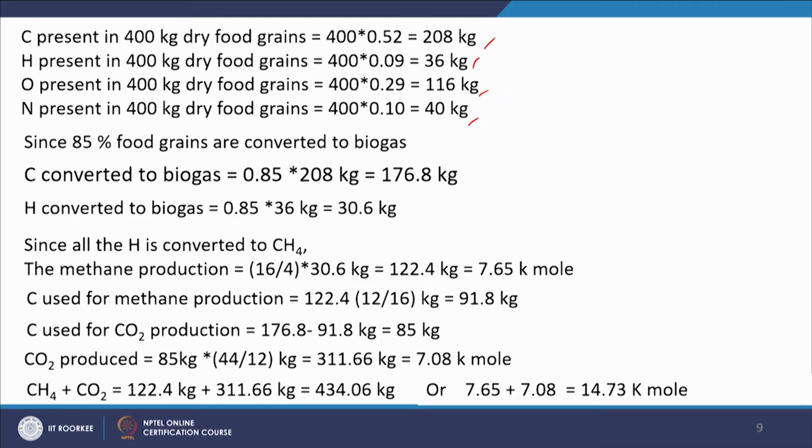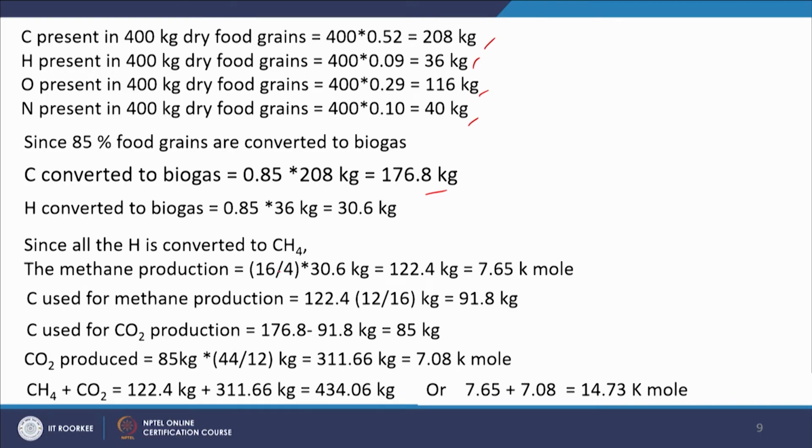Since 85% of the food grains are converted to biogas, carbon converted to biogas will be 0.85 into 208 kg, that is equal to 176.8 kg. Hydrogen converted to biogas will be 0.85 into 36, that is equal to 30.6 kg. So, here another condition is given that all hydrogen is converted to methane. Since all the hydrogen is converted to methane, the methane production will be how much? So, CH4, that is 12 plus 4, equal to 16. Okay. So, 12 gram carbon gives 16 gram methane and 4 gram hydrogen gives 16 gram methane.